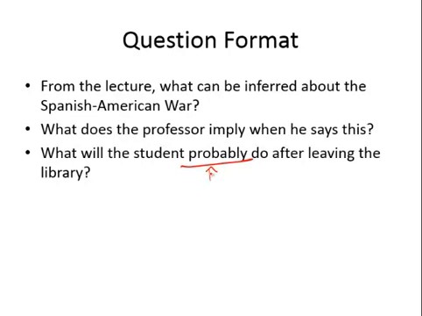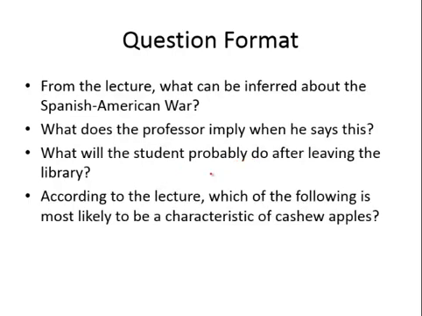And another one like that. According to the lecture, which of the following is most likely to be a characteristic of cashew apples? Most likely is very similar to probably. That tells us that we are inferring something which was not said directly, but we can figure out. And that's an inference question.